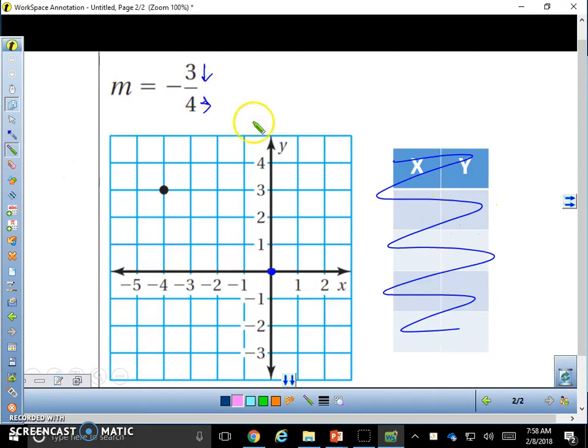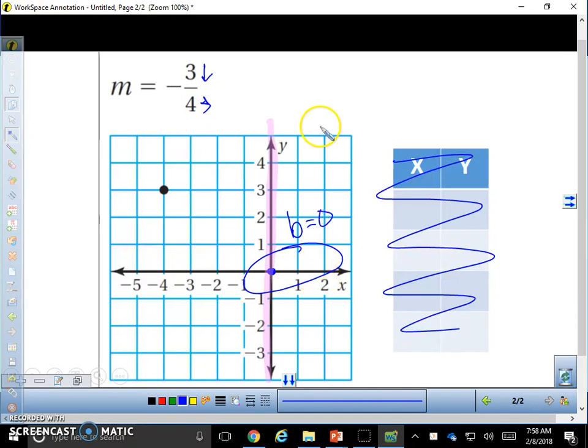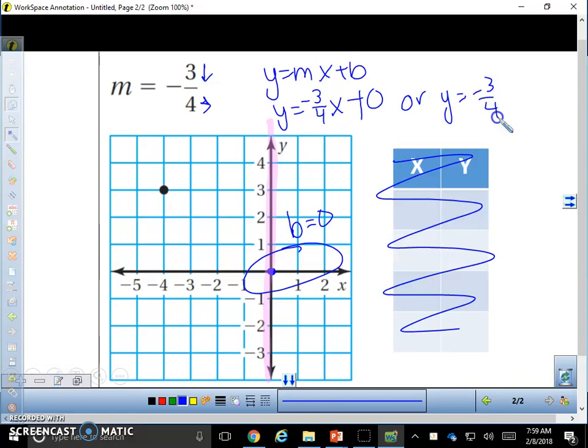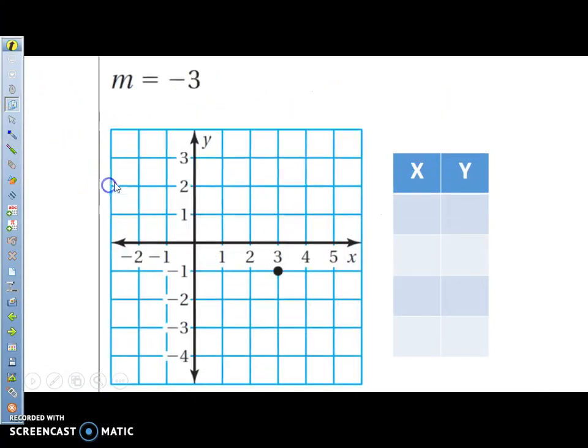Step 3, right? Find out where your dots cross the y-axis. Where my blue dot crosses is at b equals 0. All right, now we're going to plug into y equals mx plus b. y equals slope, negative 3 fourths x plus 0, or y equals negative 3 fourths x. We don't put the plus 0 because it's a waste of time. All right, next example.